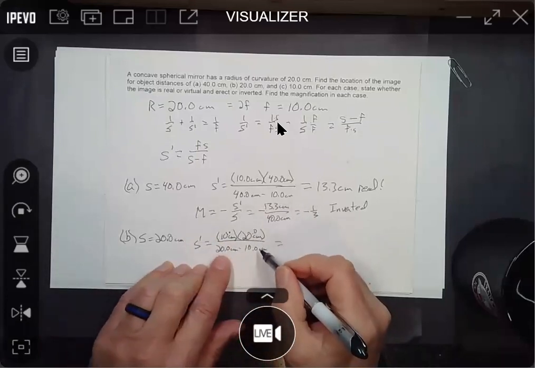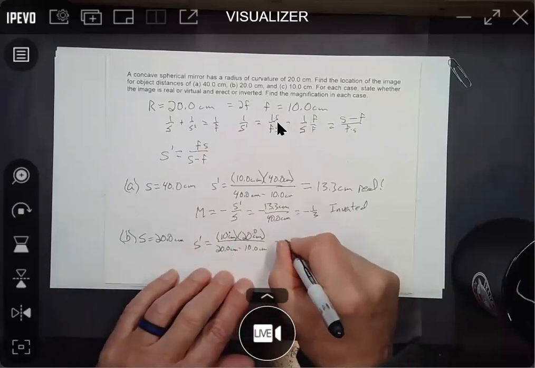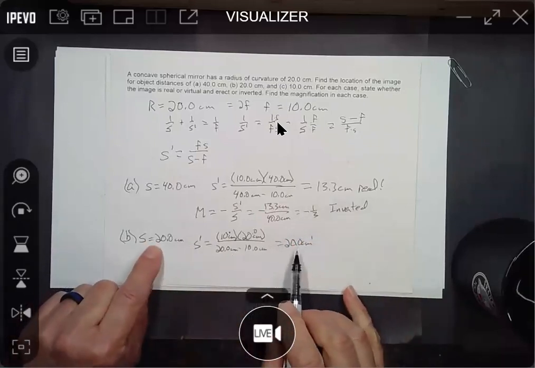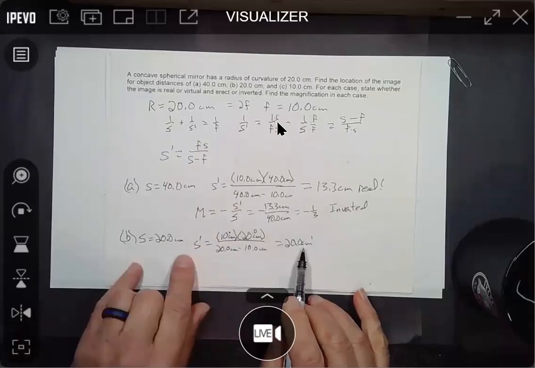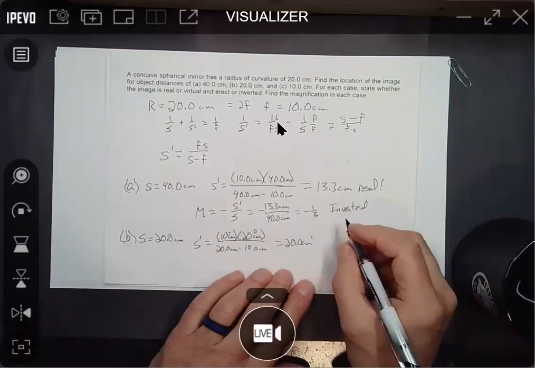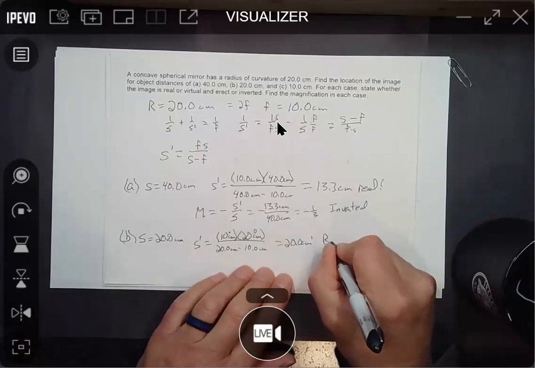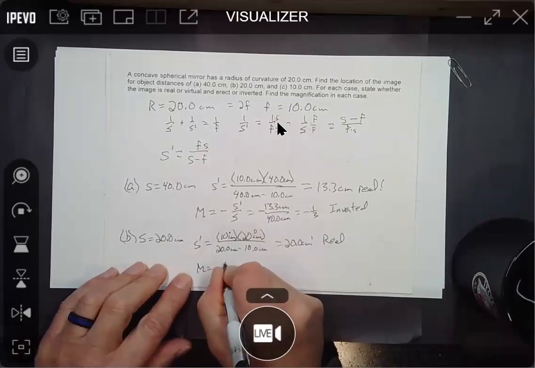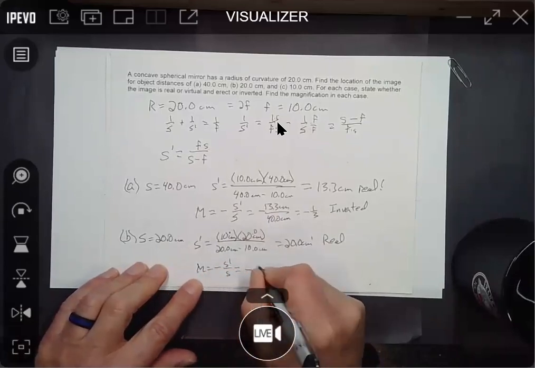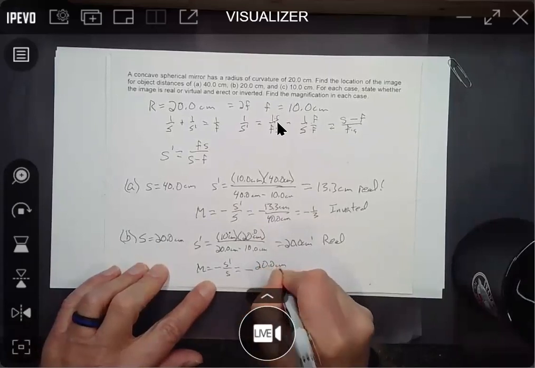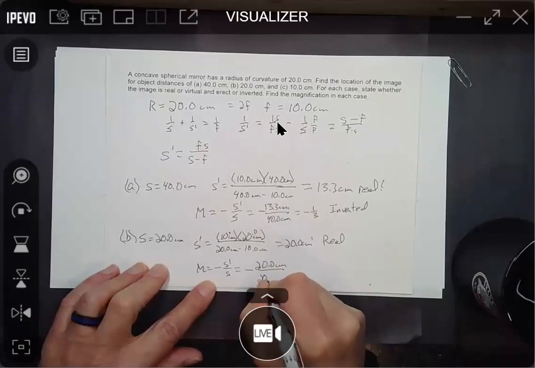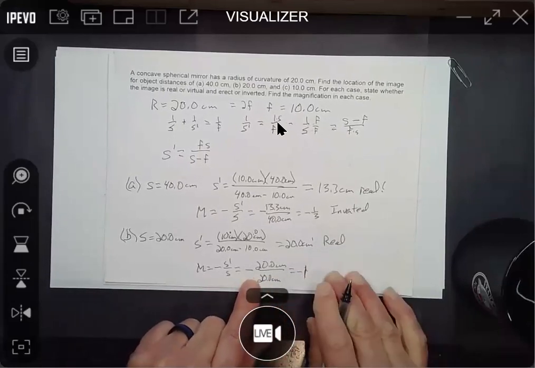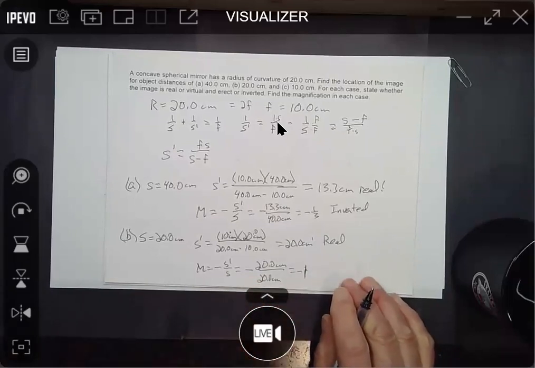And let's see, it'll divide out with that 10. I get 20.0 centimeters for S prime. Okay, so the object and the image are at the same spot. And it's positive, so it's real. I know that. And magnification is minus S prime over S. Well, that's minus 20.0 centimeters over 20.0 centimeters. That looks like -1 to me. And so it's going to be upside down.